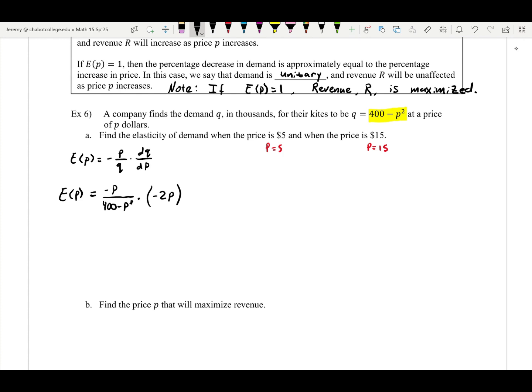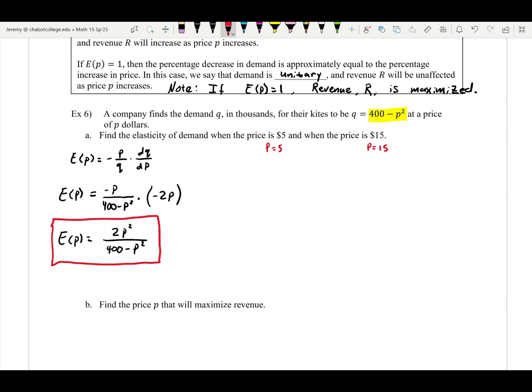And of course, I will simplify this a little bit. So E of P, I can simplify this to positive 2P squared divided by 400 minus P squared. Okay, so just combining that product there. And we have this relatively friendly looking rational function here. So here is our E of P.